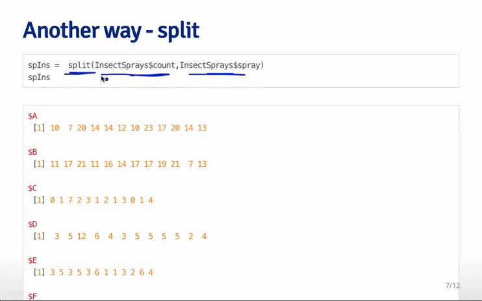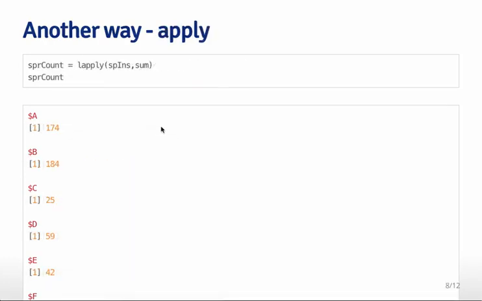You can do that with the split function in R, and what you end up with is a list where you get the list of the values for A, the list of the values for B, the list of the values for C, and so forth. So that's the split part of the split, apply, combine. Then you can apply a function to that list. Here we have the list of different values for each of the different sprays, and we can use lapply to apply across that list. To each element of the list, we're going to apply the sum.